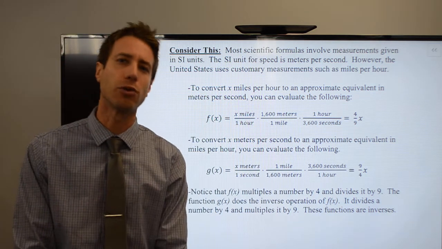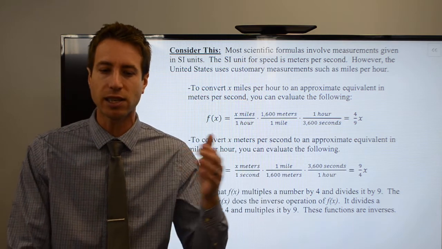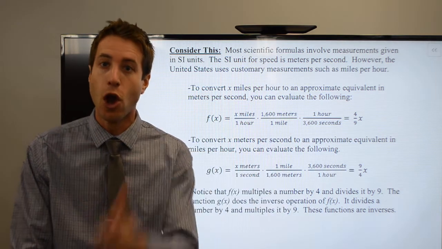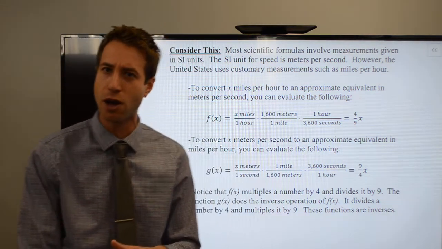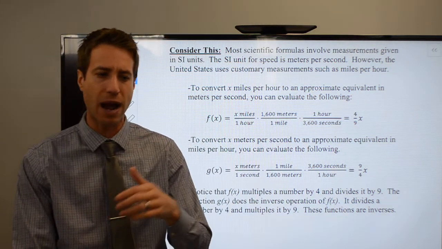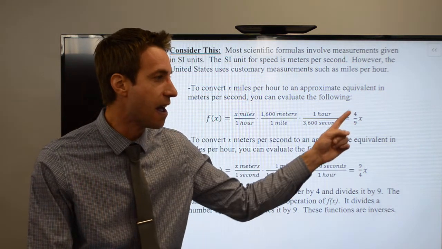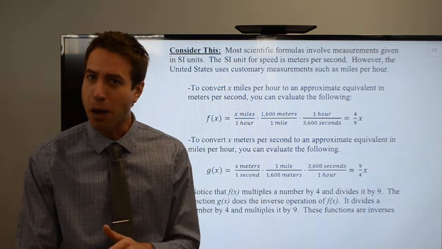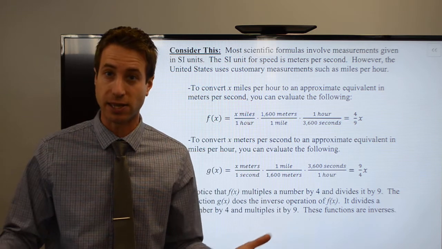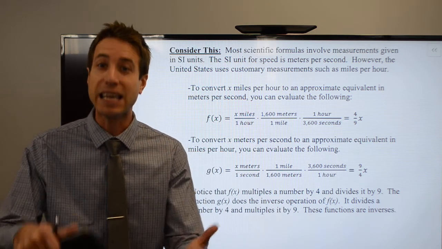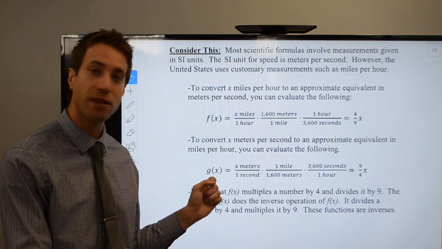But what if I wanted to go the other way? What if you knew your speed in meters per second and you wanted to convert to miles per hour? Well, I show you that here for the function g of x, but you guys are smart enough to know, right? If to go from miles per hour to meters per second I multiply by 4 and divide by 9, then if I want to go from meters per second to miles per hour, you just do the opposite thing. Do the inverse relation, which is exactly what the function g of x shows us.